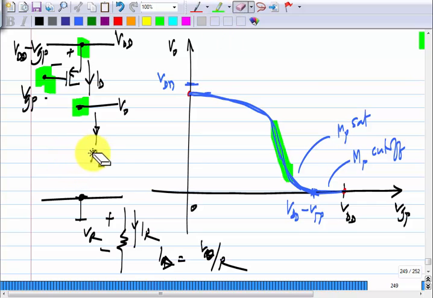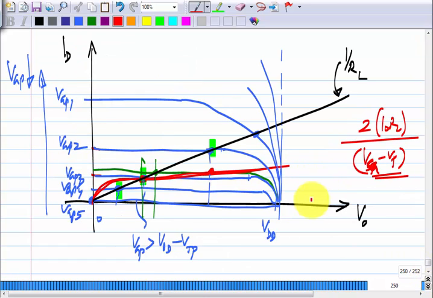So what should I do? I will bias this with some VGN. Okay. And let's say the characteristic is like that. So now you can see that as you change from very small value to very large values of VGP, the intersection point is there, and the very next one is over there, and the next one is here, and it moves very rapidly. Okay. For small changes in VG, there is a big change in the output. Okay.